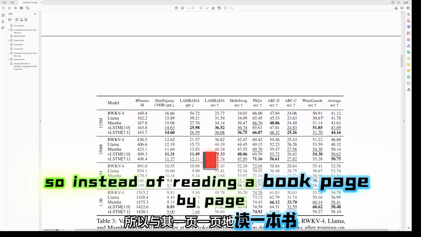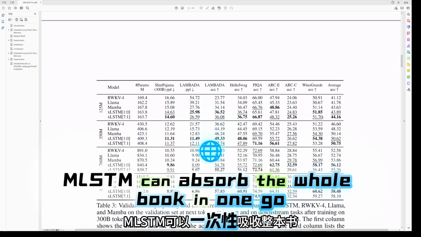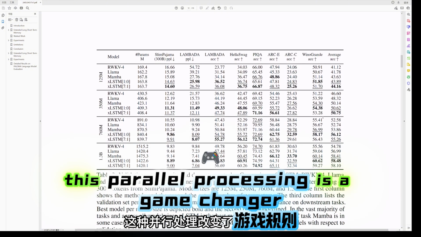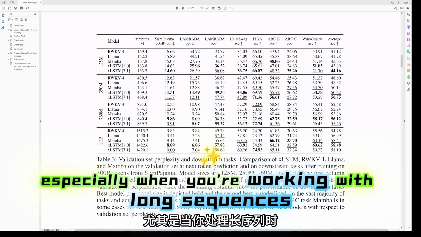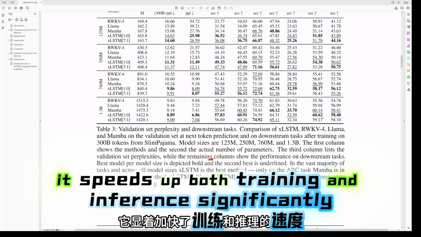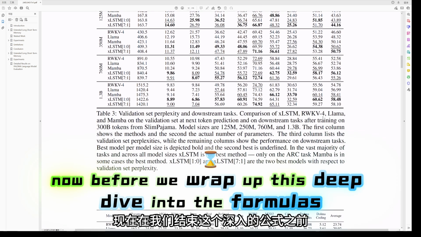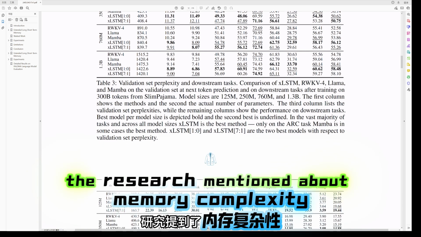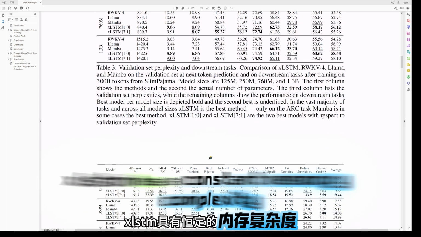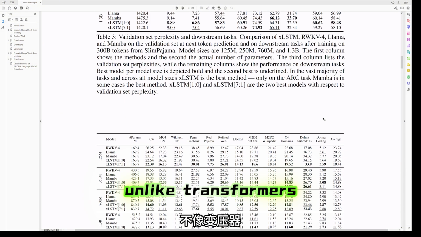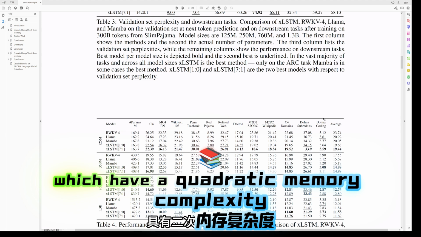So instead of reading a book page by page, mLSTM can absorb the whole book in one go. Perfect analogy. This parallel processing is a game changer, especially when you're working with long sequences. It speeds up both training and inference significantly. Absolutely. Now, before we wrap up this deep dive into the formulas, I want to touch on something the research mentioned about memory complexity. They emphasize that xLSTM has a constant memory complexity with respect to sequence length, unlike transformers, which have a quadratic memory complexity.